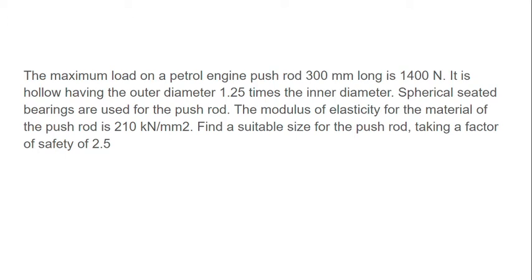This is the ratio they have given. The push rod is hollow, so the outer diameter is 1.25 times small d. Spherical seated bearings are used for the push rod. The modulus of elasticity, or elastic modulus, or Young's modulus, are all the same. It is represented by capital letter E. For the given material of the push rod it is 210 kilonewton per mm square. Then find the suitable size for the push rod. Consider the factor of safety, small n, as 2.5. Generally the factor of safety is represented by either capital letters FOS or small letter n.